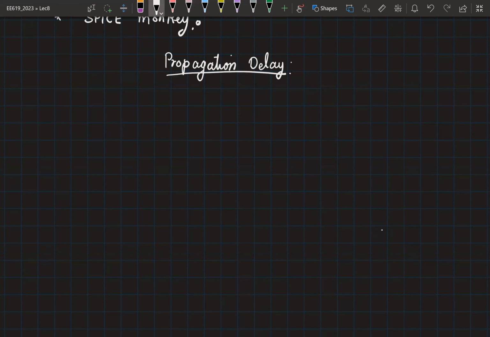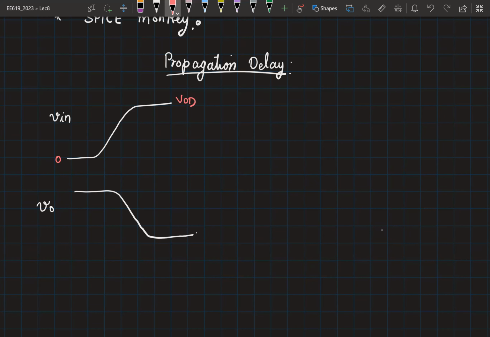So quickly, if I have a V in that is rising like this, corresponding to that, we'll have a V out which is falling like this. Now, given that our signal is swinging from 0 to VDD, what point should I look at here? How do I measure TPHL? Right. So 0 to VDD, what is the 50% point? VDD by 2. So I find out when this is hitting VDD by 2.